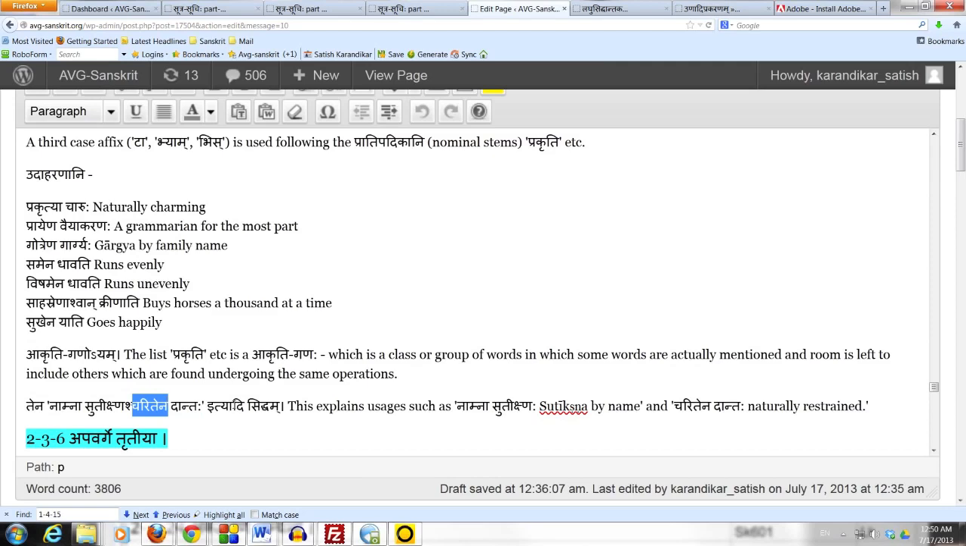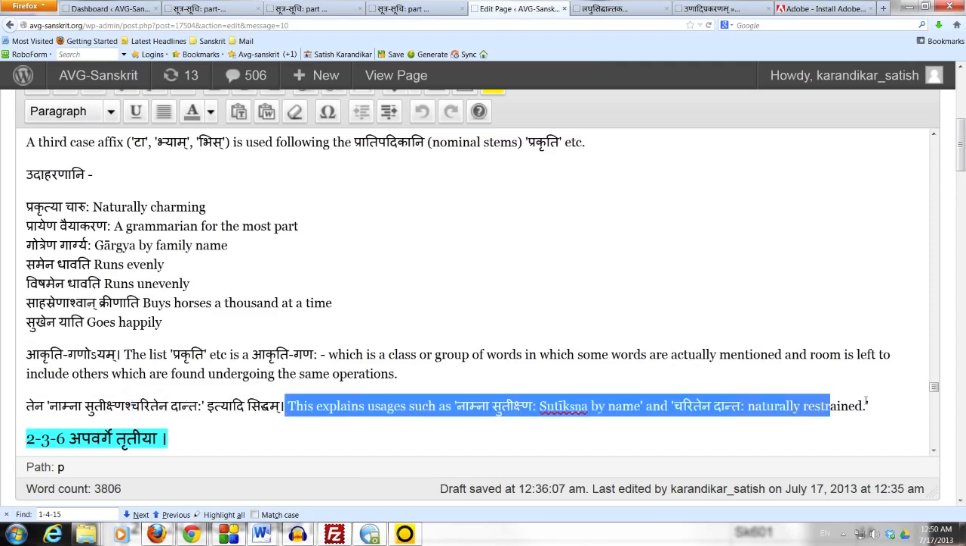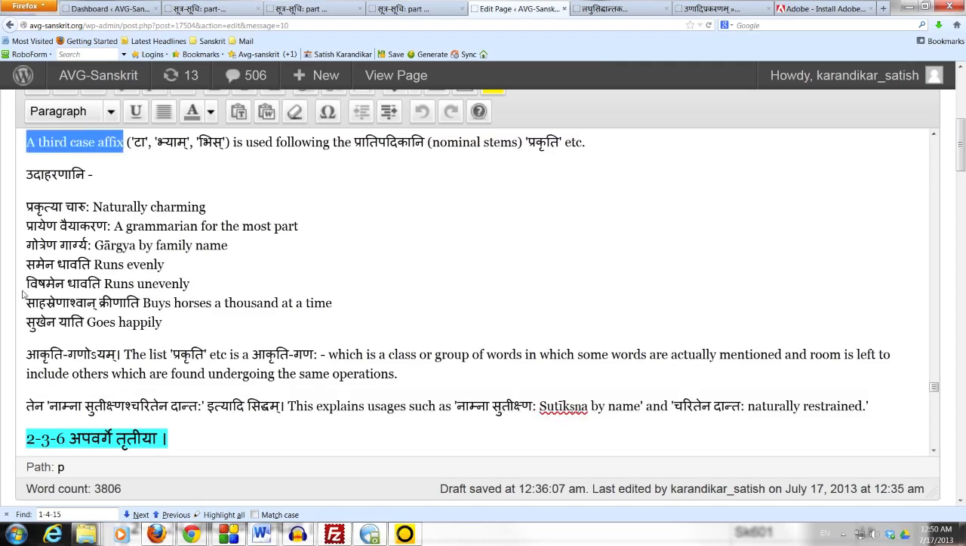So whenever we see a Tritiya Vibhakti, third case affix, being used adverbially or as an attribute characterizing a noun or adjective, then we have to come to this Vartikam to justify the usage. That is what makes this Vartikam a very important Vartikam. Please make a special note of it.